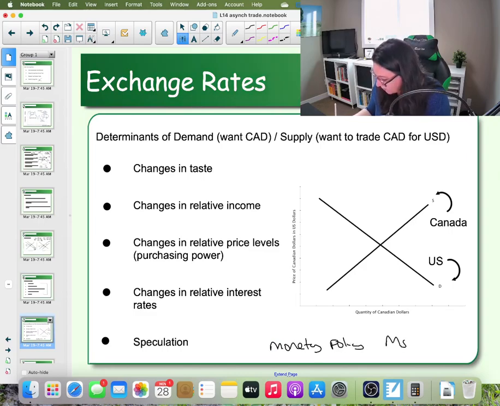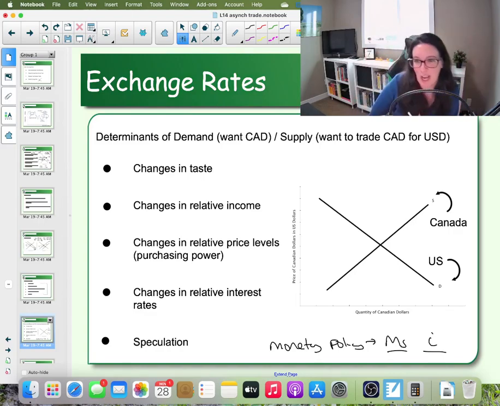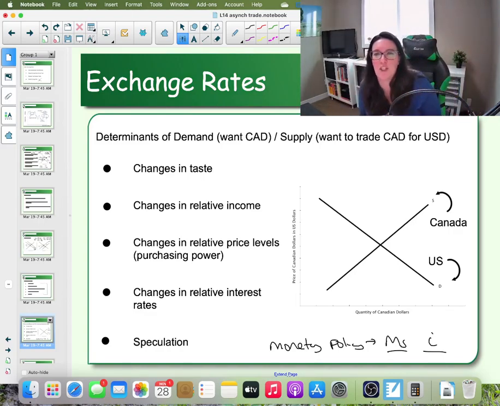Right, we have money supply and we have interest rates. So we can change the money supply and change interest rates to also change this graph. And that's going to tie again to relative prices and to interest rates. So it really does just tie back to these determinants of demand, but it's, are you letting market forces decide them, or is the Bank of Canada intentionally manipulating money supply and interest rates to change these determinants, to change the exchange rate? So let's take a look.